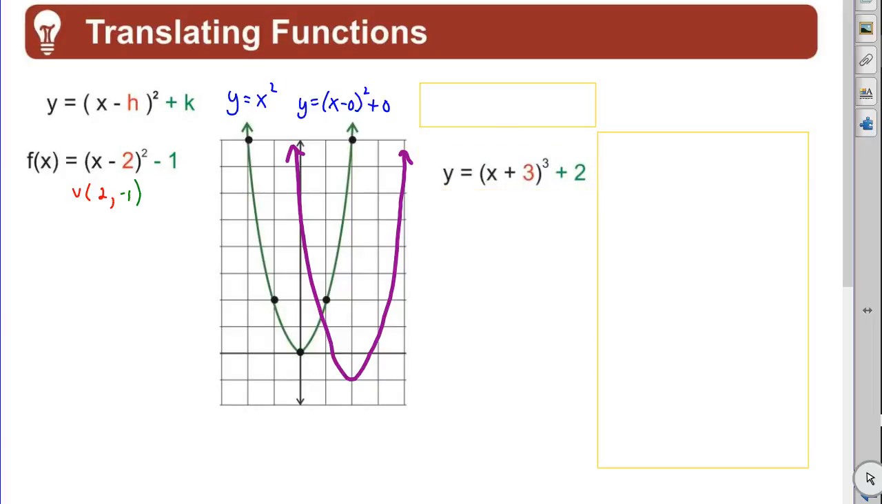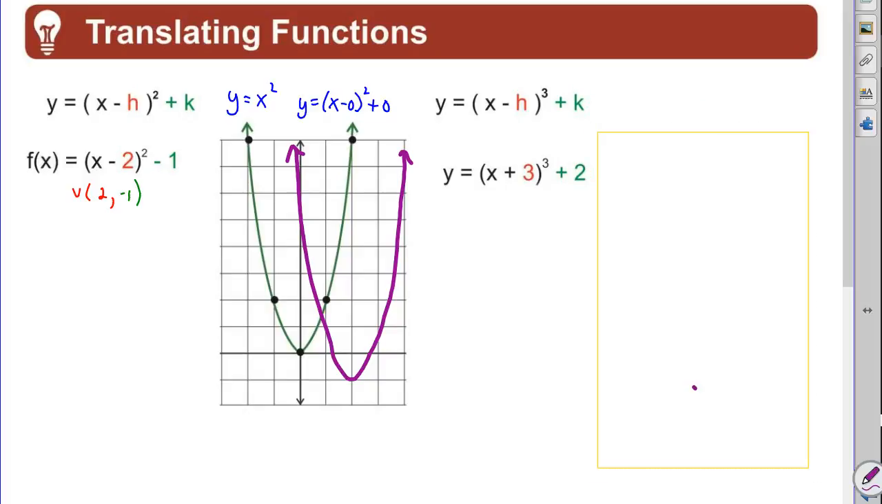In this one, we have a cubic. We don't have a vertex; we have a point of inflection. Let me show you the pattern. Math is nice and orderly. H and K again, and H and K will affect the point of inflection, and it will also translate the function.